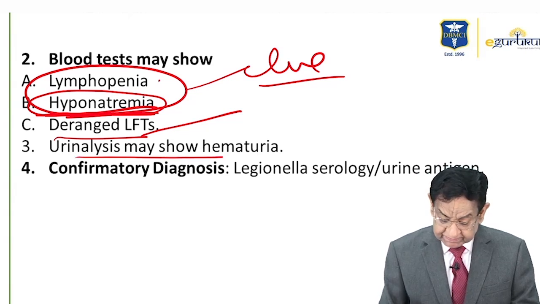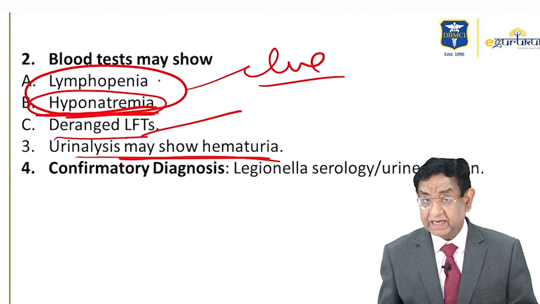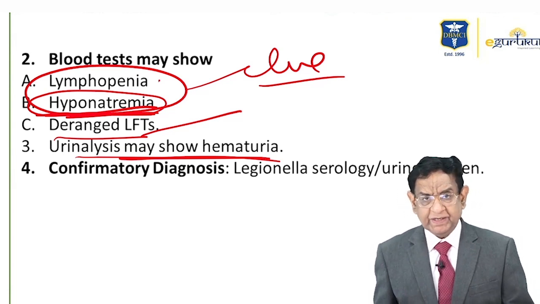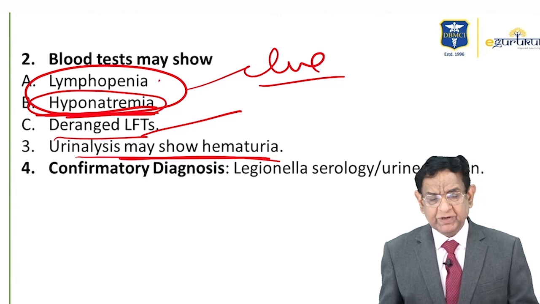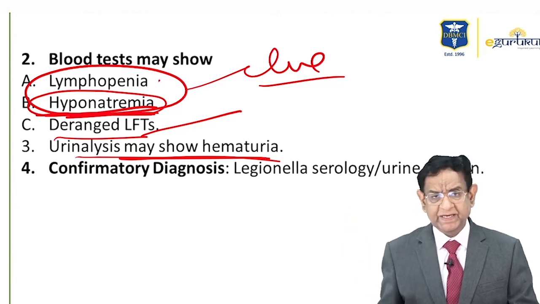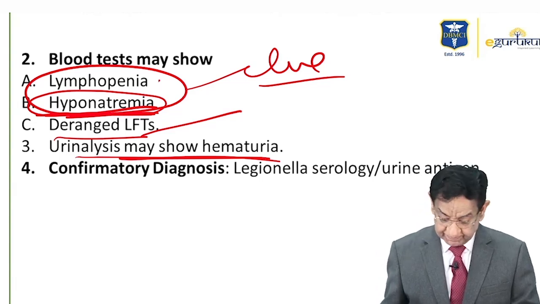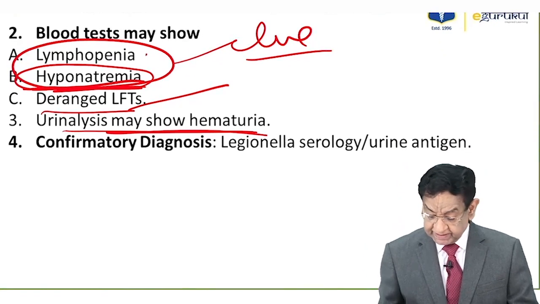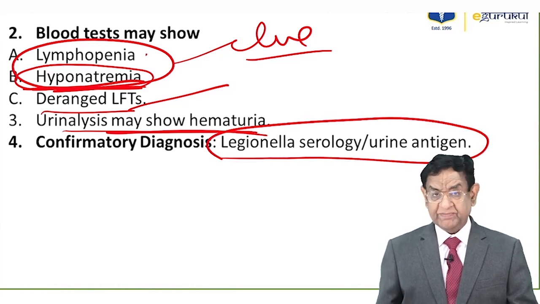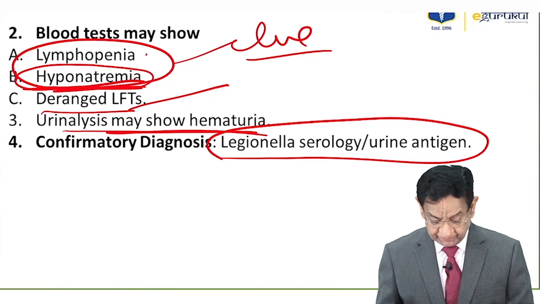Urine analysis may show hematuria. Again, kidney involvement can happen, but is uncommon. Definitely, if you are getting RBC in the urine, Legionella will never be your first diagnosis because there are n number of causes which can lead to hematuria. Okay, but it can happen. Well, confirmatory is Legionella serology or urine antigen, by which we can really confirm that it is a case of Legionella infection.